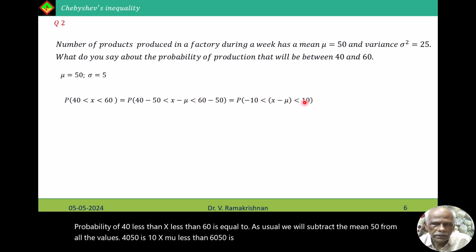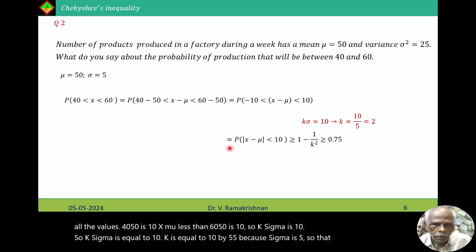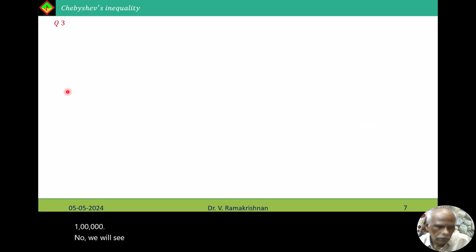So k sigma is 10, k is equal to 10 by 5 because sigma is 5. So that is 2. So the probability of modulus of x minus mu less than 10 is greater than or equal to 1 minus 1 by 2 squared, that is greater than or equal to 0.75. We will see another problem.